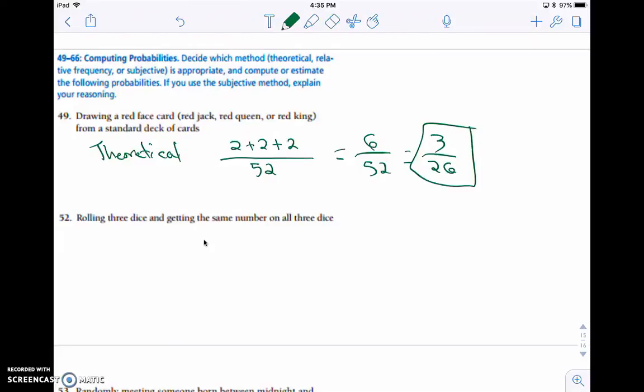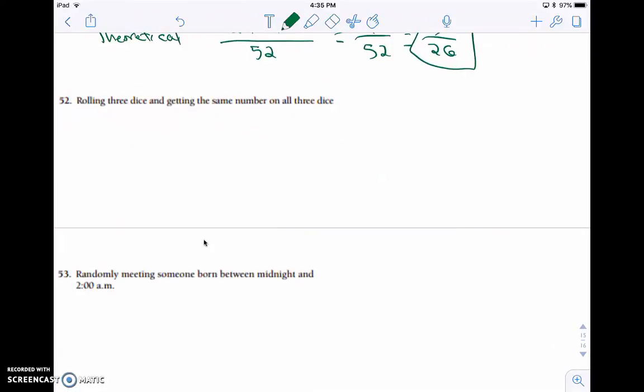Okay, next, rolling 3 dice and getting the same number on all 3. So you have to think about, if you roll 3 dice, how many outcomes are there? Well, you have 6 outcomes for the first die, the second has 6 outcomes, and the third has 6. So there are 216 possible outcomes. So that's going to be the number of outcomes possible, 216.